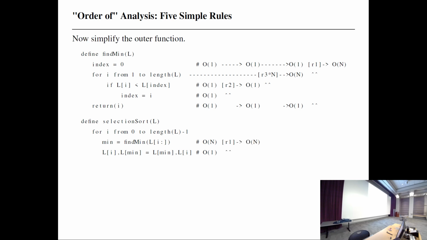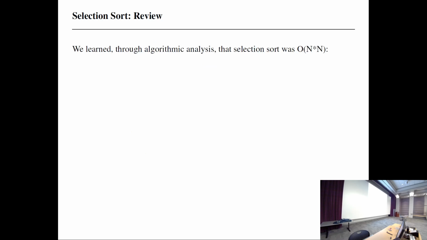So by rule 1, this is order n. This is a sequence, order n, order 1. Rule 1 says take the maximum. The body of this loop is order n. By rule 3, this i goes from 0 to length of L minus 1. That's n minus 1. It's close enough. That's order n. So order n times order n gives me order n times n, which is order n squared.